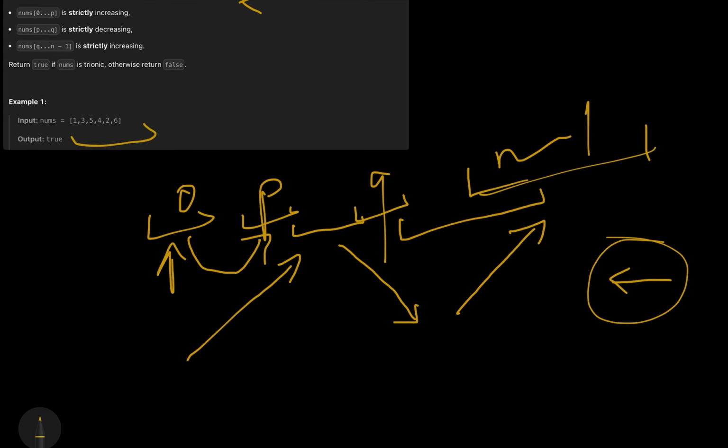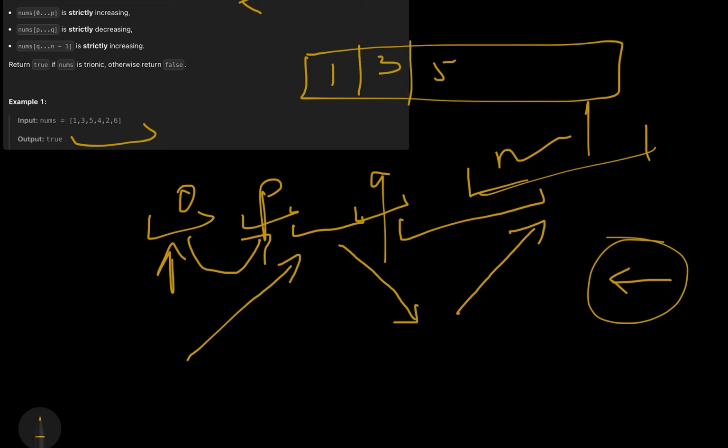Now what we have to do, suppose this is our array: 1, 3, 5, 4, 2, 6. So first let's take 1. 3 is greater than 1, correct. 5 is greater than 3, correct. But 4 is not greater than 5, so we will have our p here. 0 is here and n minus 1 is here, that's obvious.